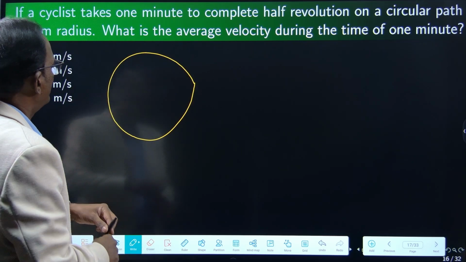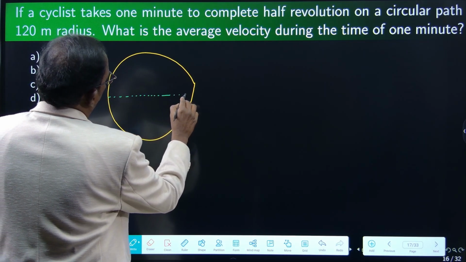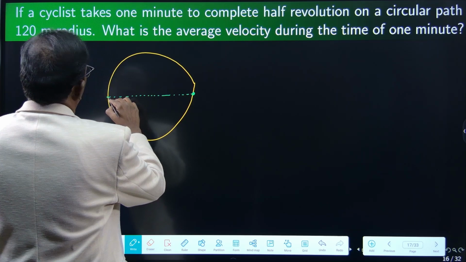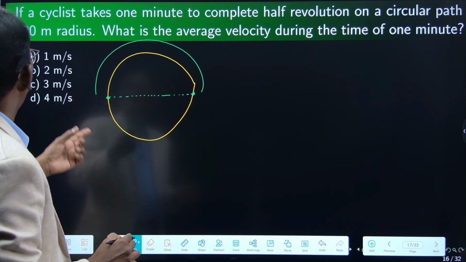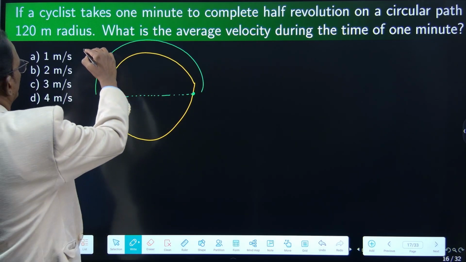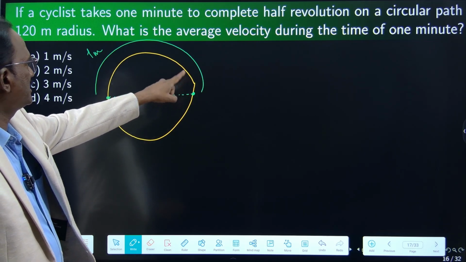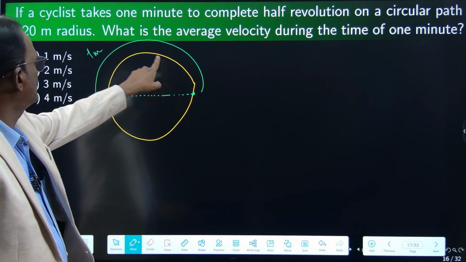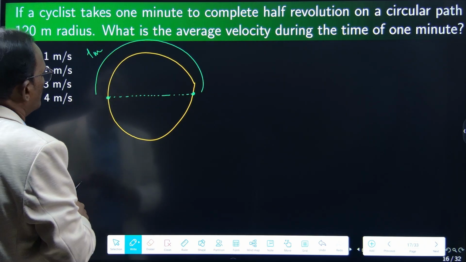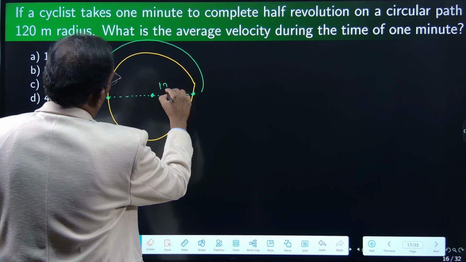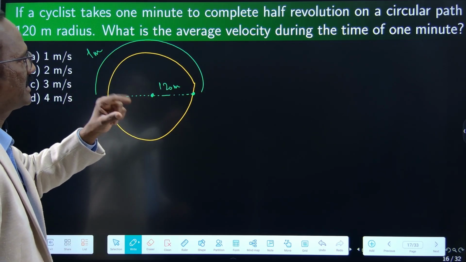To complete half a revolution, let this be the diameter. To complete this half revolution takes 1 minute. A cyclist is riding on a cycle for half a revolution. The radius is 120, so this is 120 meter. What is the average velocity during the time of 1 minute?